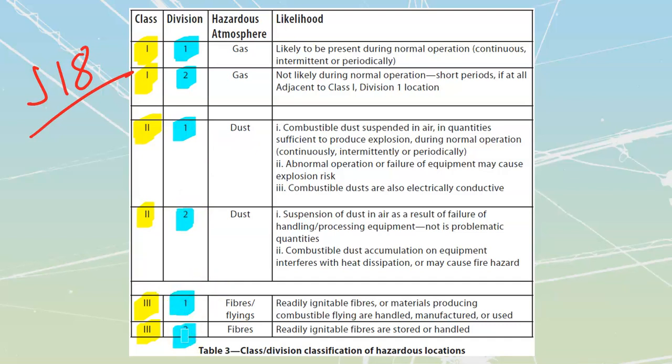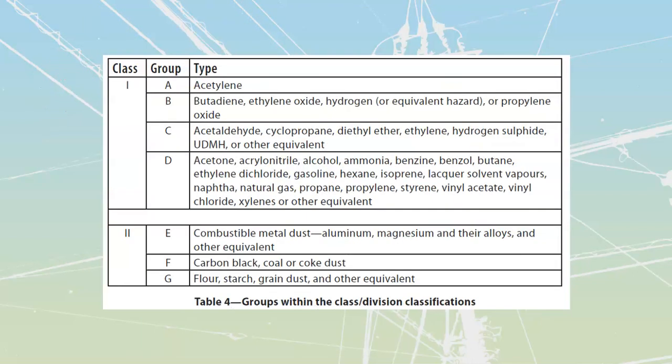The division was simply a classification of the time, once again. And then inside of that, we would have, again, categorization. So class just tells us if it's dust or gas. Division is going to tell us how much time it's going to be present. Then inside of these we had groupings, and they had a bunch of different groupings.